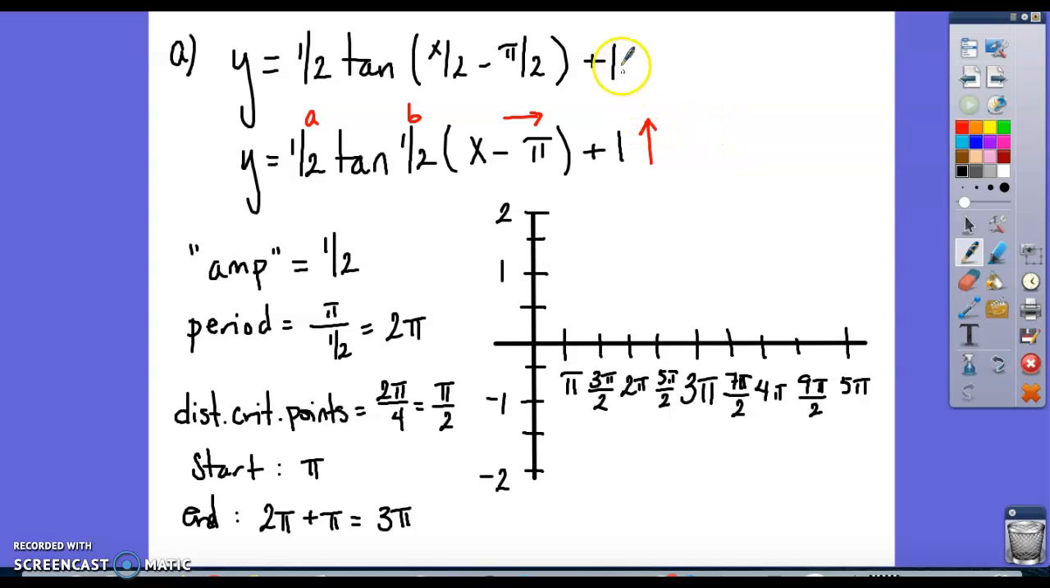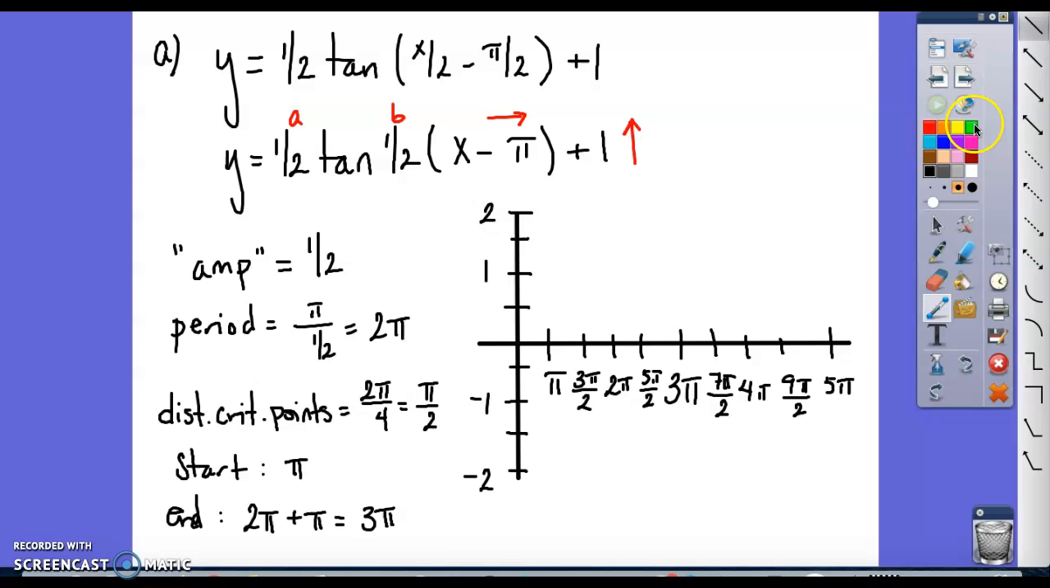Okay, I have a vertical shift up, which means that my midline is going to move up 1 unit.